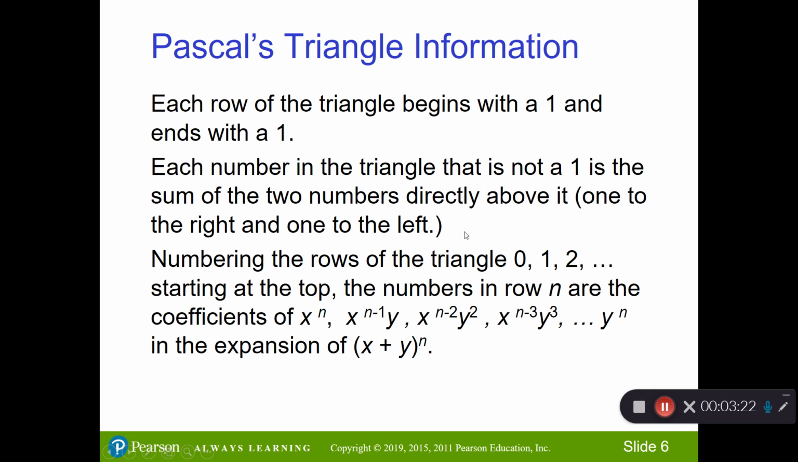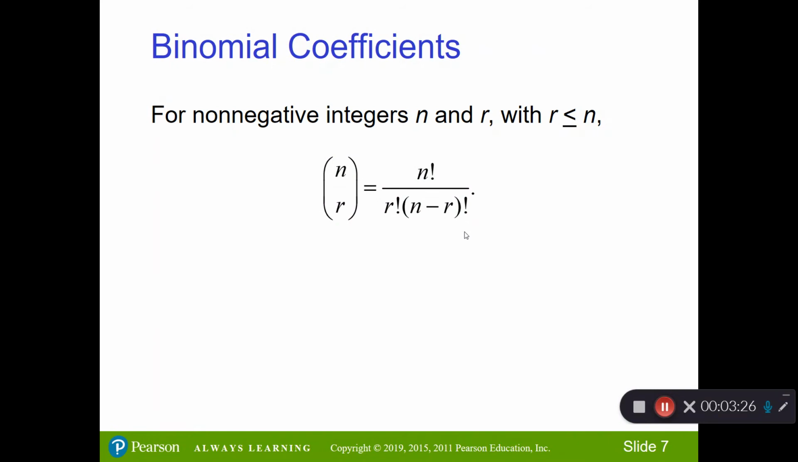So this explains what I just said verbally. You can pause here and read it. But the other way I can generate those coefficients is by using the binomial coefficient, n choose r, which is defined to be n factorial over r factorial times n minus r factorial.